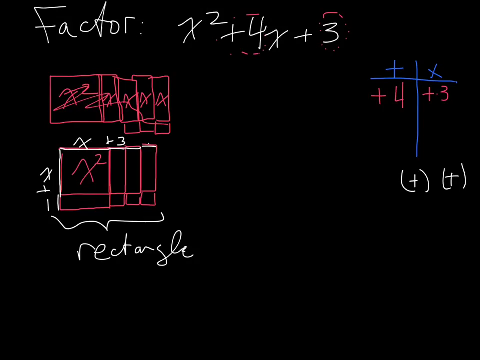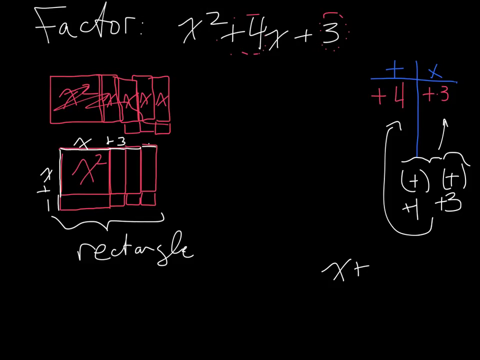I can think of all the different ways I can multiply to get 3 with whole numbers, and I can only think of 1 and 3. If I multiply 1 times 3, I get 3. And if I add 1 plus 3, I get 4. Because of this, I know that those are my two factors of this expression, and then I finish it off. I know that this is a positive, this is a positive, and then I write out my answer.